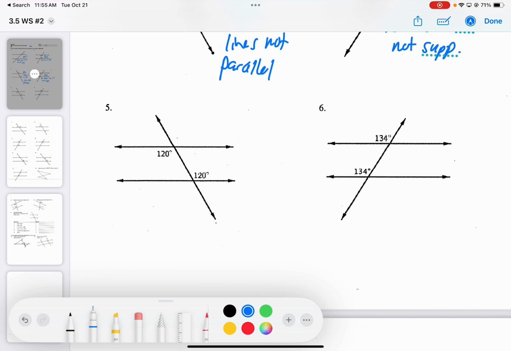Number 5. Alex, go. Yes, alternate interior angles that are congruent imply parallel lines. Good. Yes. Alternate interior angles congruent implies parallel lines.